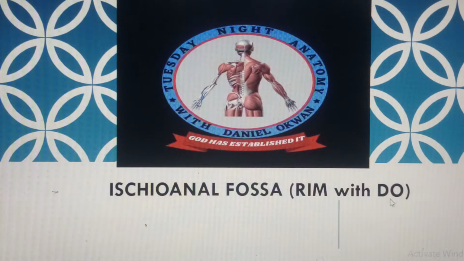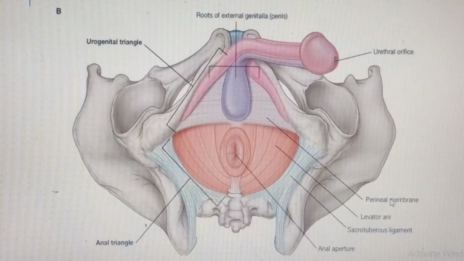So it means that knowing this area very well will help you so that you don't cause injury to those important neurovascular structures. At the end of this section, we will be able to tell the boundaries of this Ischioanal Fossa, and look at the important contents of this fossa, apart from the fat we all know about. And so without much ado, let's set the ball rolling, looking at this Ischioanal Fossa.